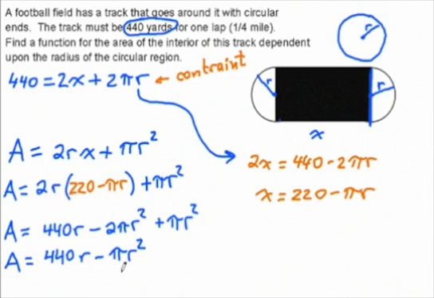So depending on what we choose to be the width of our field, this will give us the area of the interior of this track. Kind of nice. And then we can play around with it and maximize it and all that fun stuff, but that's later in the book.